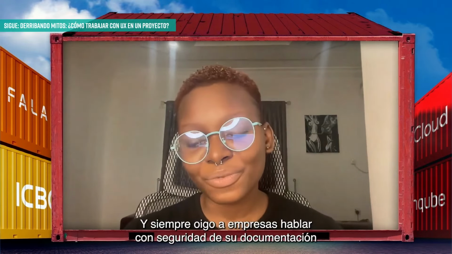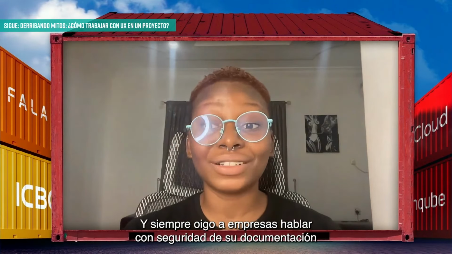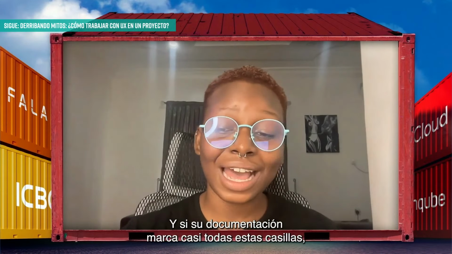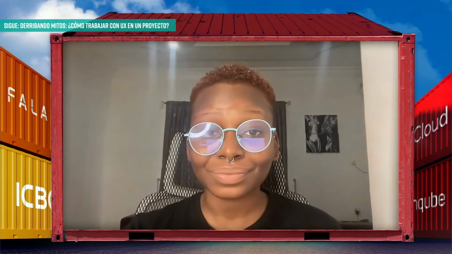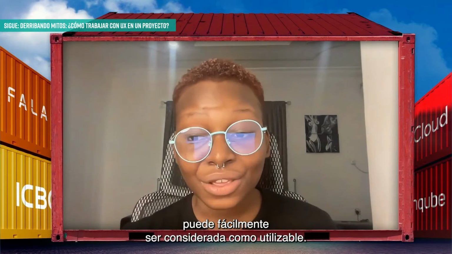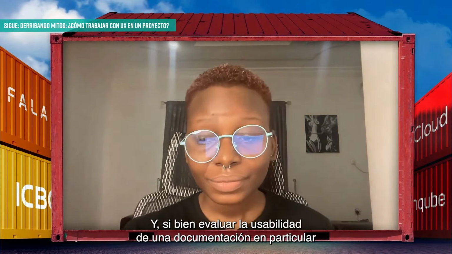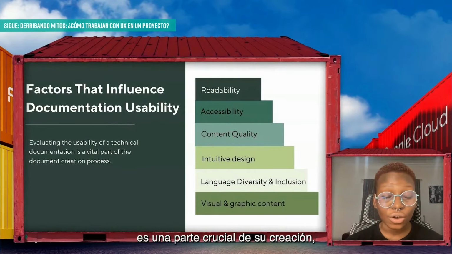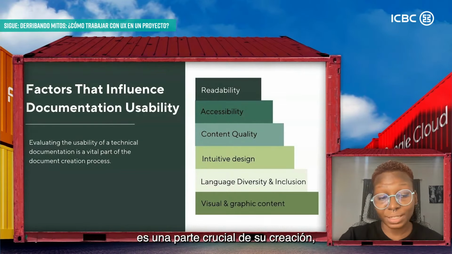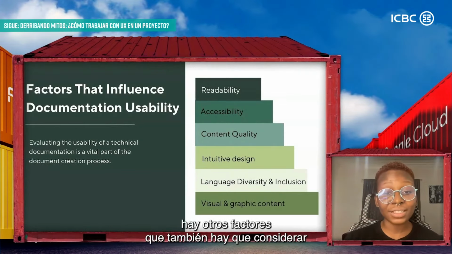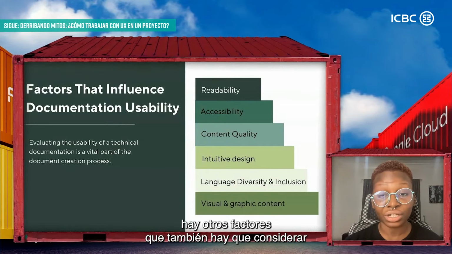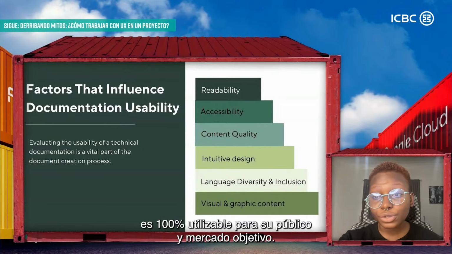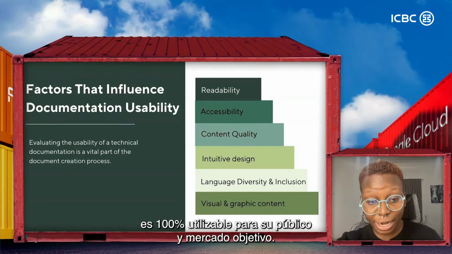And I noticed some companies can be really confident when they speak about their documentation, because it is that good. And until your documentation has the majority of all of these ticked, it can barely be considered usable. And since evaluating the usability of a technical documentation is a vital part of creating the documentation itself, there are some factors that you should also take into consideration in order to determine that your documentation is 100% usable to your audience and your target market.